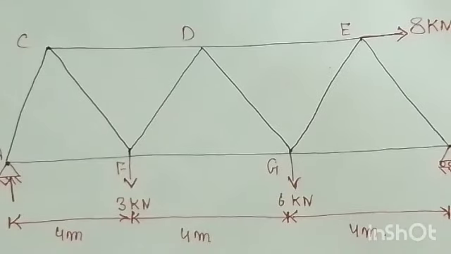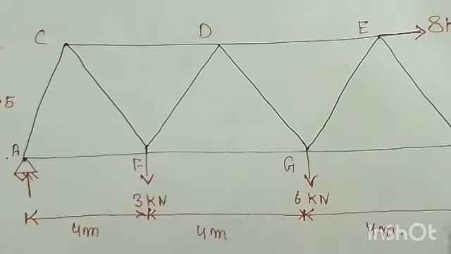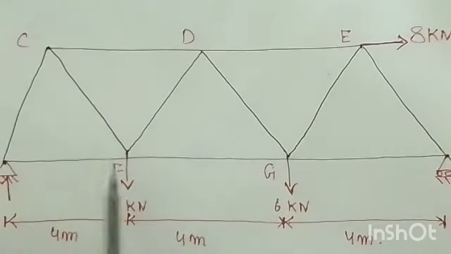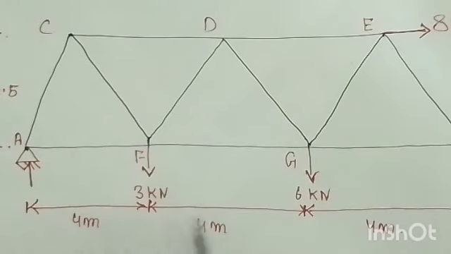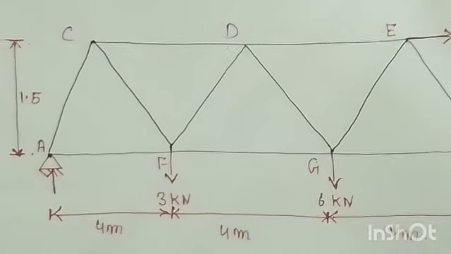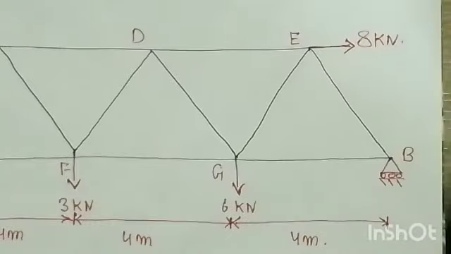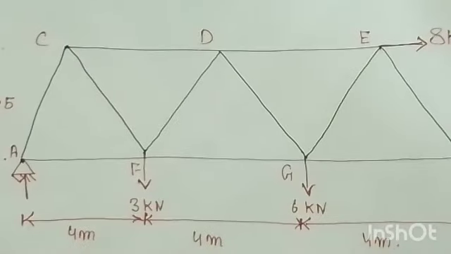So here you can see one truss is shown, with joints A, B, right. This truss has triangles, each with sides of length 4 meter, 4 meter and 4 meter. At A you have a hinged support, but at B you have a roller support. As you know, two types of support can act on a truss, that is either the roller support or the hinged support.